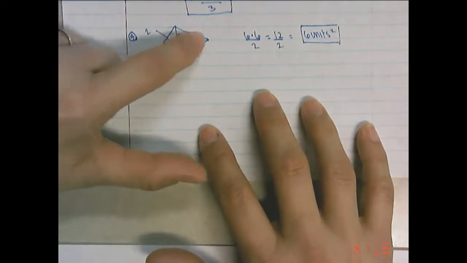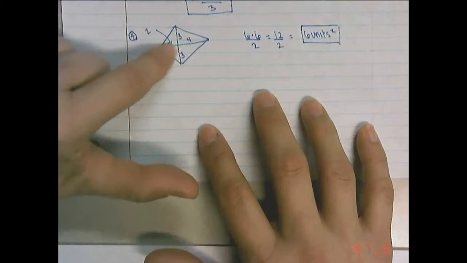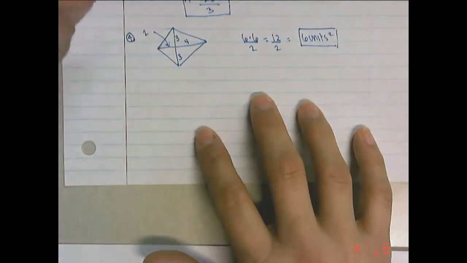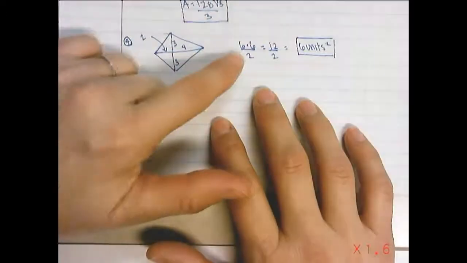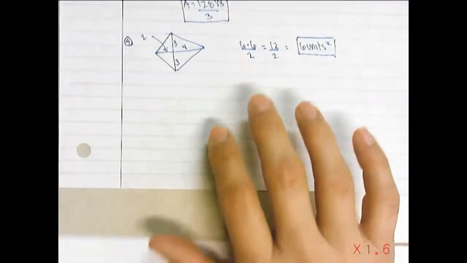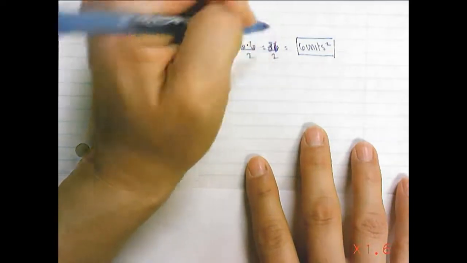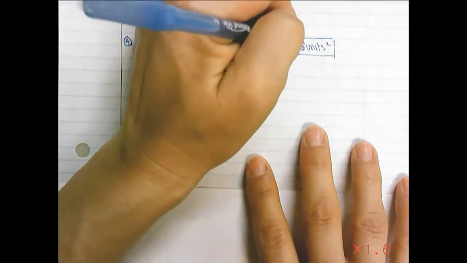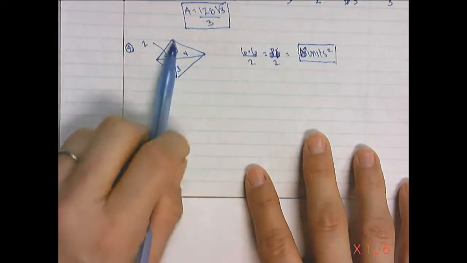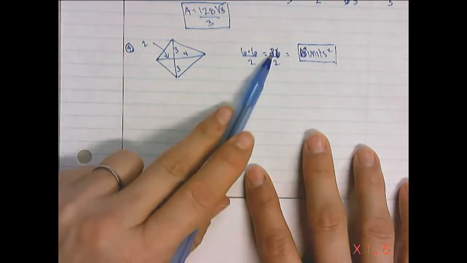And here's one of my diagonals. This part is 4. This other part is 2. I would add them together, and that would also be 6. So I would do 6 times 6, which is 36 divided by 2, and I would get 18 units squared. All right, this diagonal is 6, this diagonal is 6. When you multiply them, 36. 36 divided by 2, 18 units.